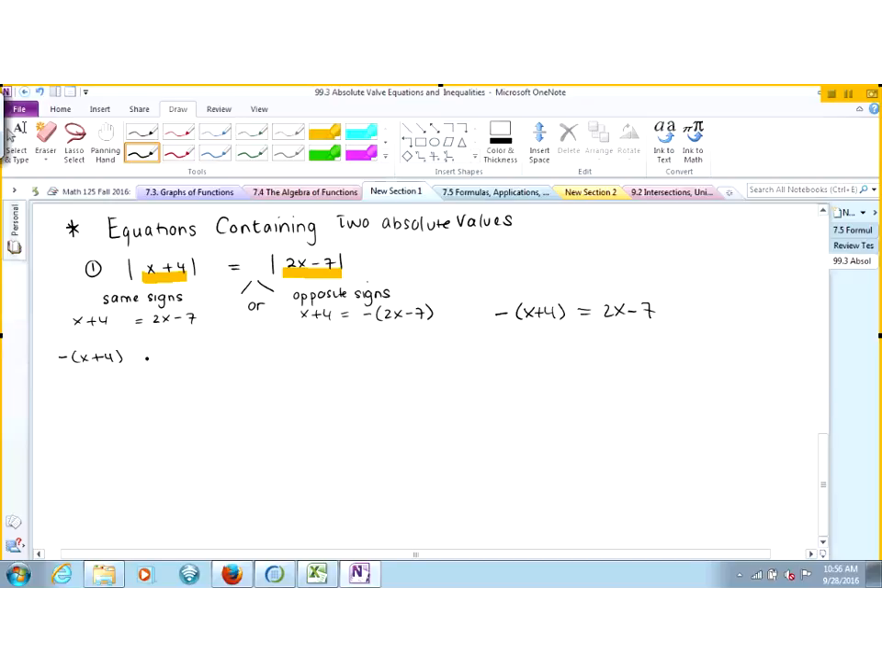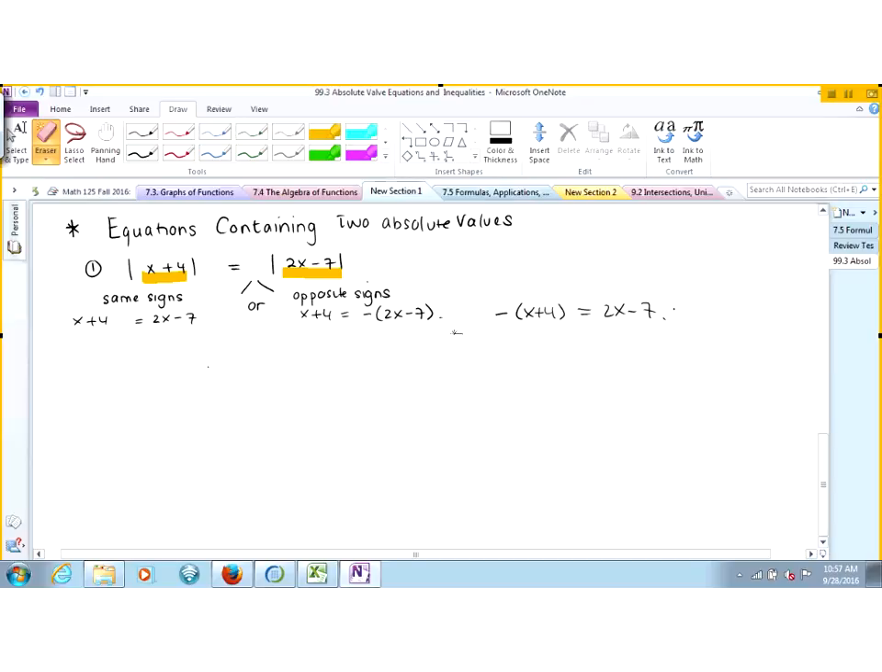Or for the same signs, you have both negative. But why would you complicate yourself with both negative like this? Do you see it? If I multiply by -1, what happens here? It will be x plus 4 equals x minus 7. Does that make sense? So these two are equivalent. So we just choose one of them.